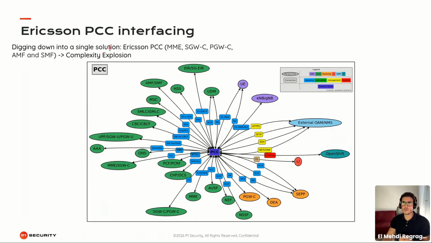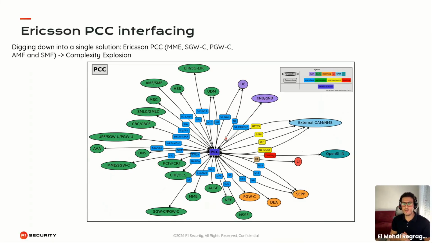And therefore, some solutions, for example Ericsson PCC, implement the dual core. So we can have in the same deployment the MME, SGW, PGW control plane, AMF, and SMF. And here we have a complexity explosion. It means that one solution now has a lot of interconnections between different signaling core networks from 4G and 5G, a lot of operation and management, and also legal interception because of the SMF, and of course the infrastructure level, the UE and the RAN.